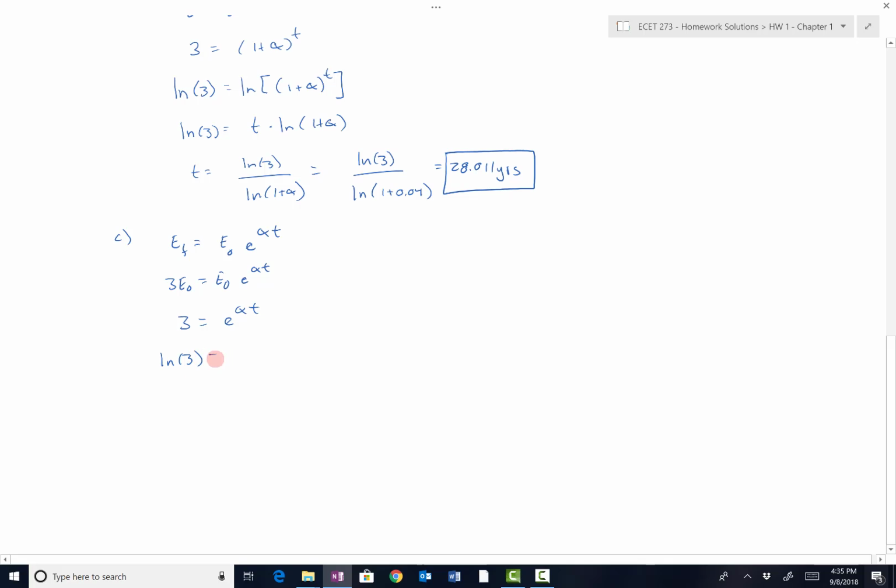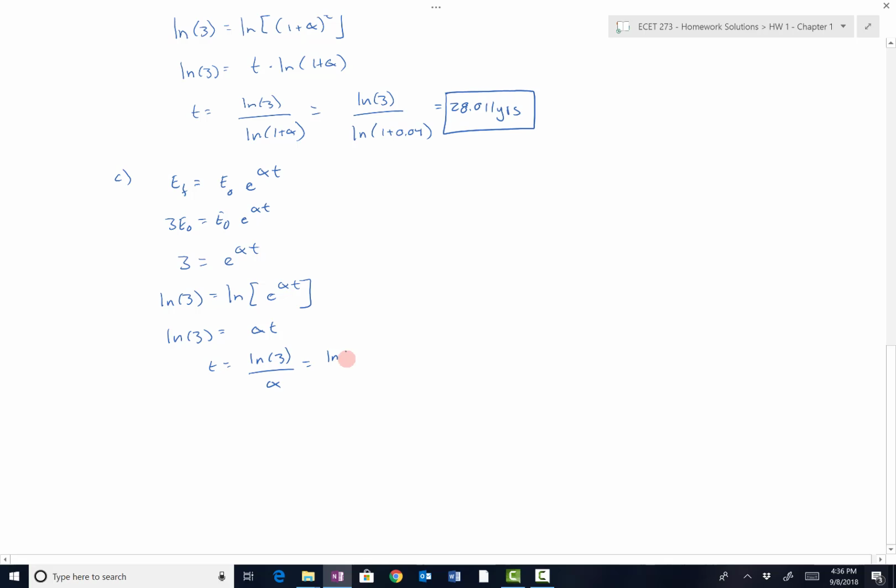ln of 3 is equal to the ln of e to the alpha T. What you should know about that is the natural log undoes the natural number, so we're left with the natural log of 3 equal to alpha T. And so T is equal to the natural log of 3 divided by the continuous exponential growth constant. That's ln of 3 divided by 0.04. And that's going to give you a value of T equals 27.4653 years. So that rounds off the problem.